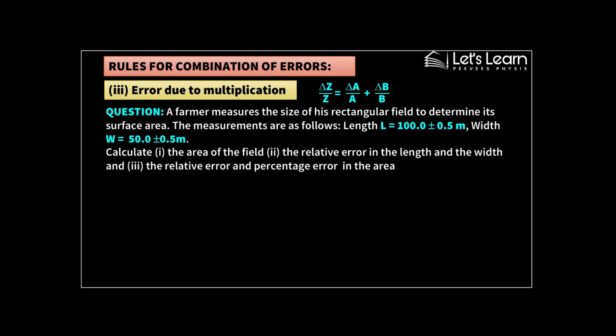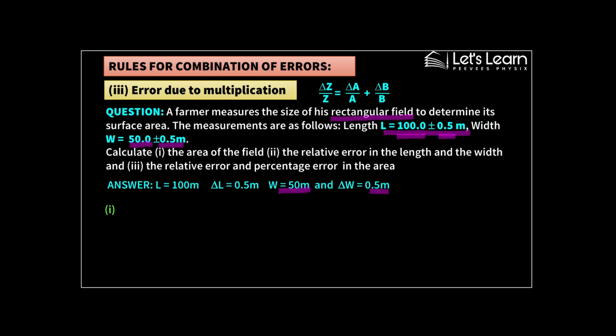The question says a farmer measures the length of the field as like this. The true value is 100 and the absolute error in length is 0.5. And he measured the width as 50 meter and the absolute error in width is 0.5 meter. He wants the area of the field.